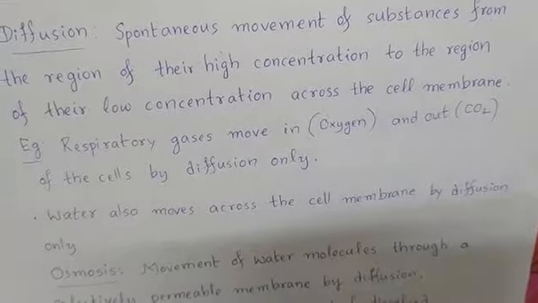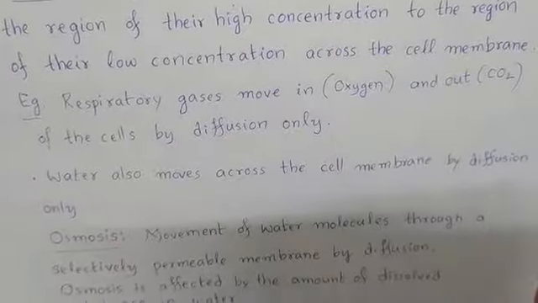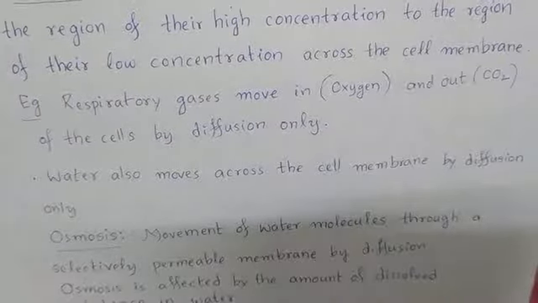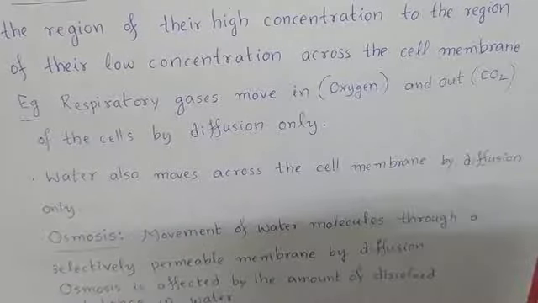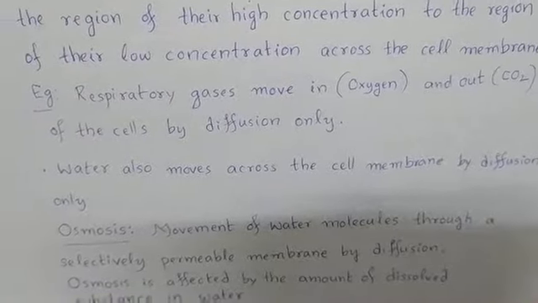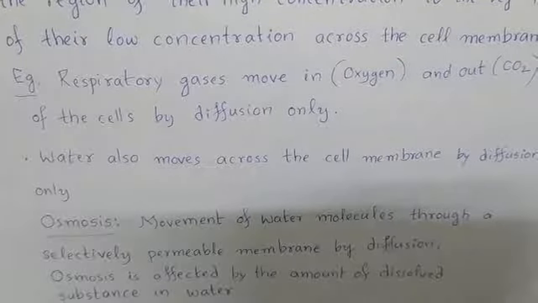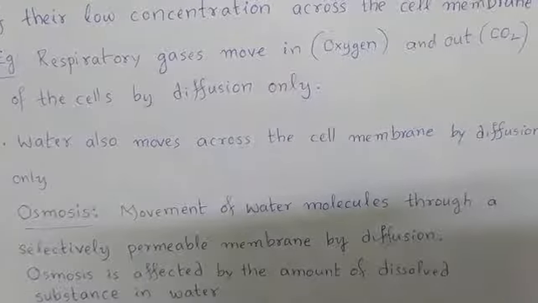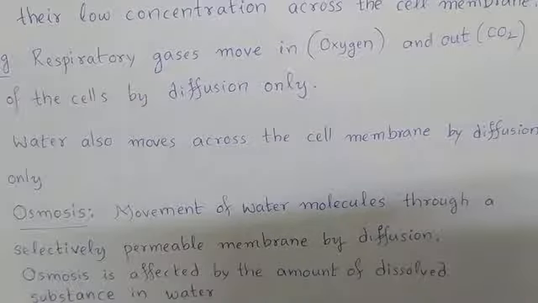Likewise, respiratory gases move across the cell membrane by means of diffusion. And water also moves across the cell membrane by diffusion only. Water moving by diffusion means water moves from the region of its higher concentration to the region of its lower concentration through the cell membrane spontaneously. This is known as diffusion of water.